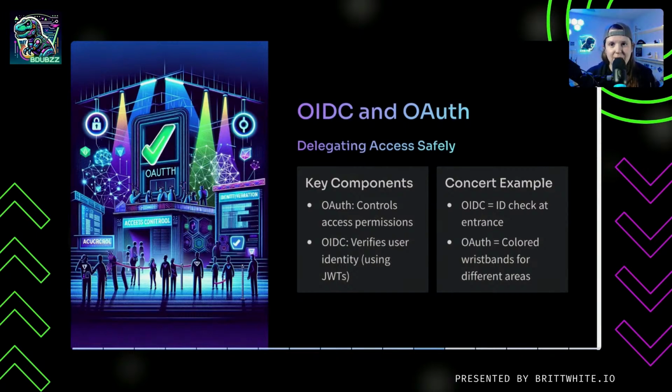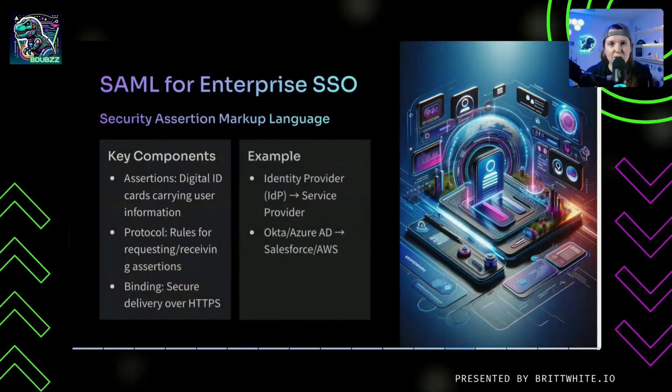Now, next up is SAML, or Security Assertion Markup Language. This one's a heavyweight in the enterprise world, especially for single sign-on, or SSO. SAML lets you log in once and get access to multiple systems without having to log in again. It's like having a universal key that opens all the doors you're allowed to enter.